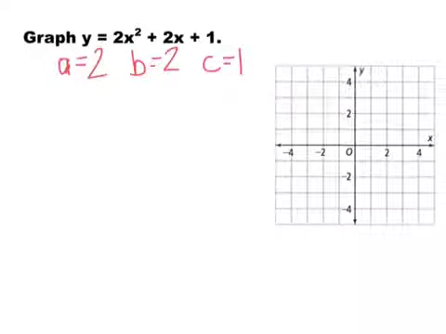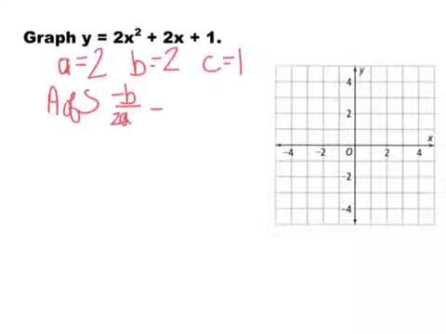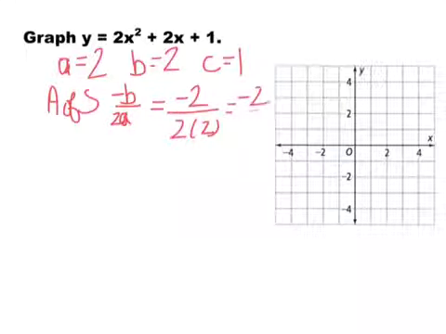So my first step is to find that axis of symmetry. Again, I'm going to abbreviate that as A of S, which is negative b over 2a. The b term, so I have negative 2 over 2 times 2, which gets me negative 2 over 4, which is actually negative 1/2.